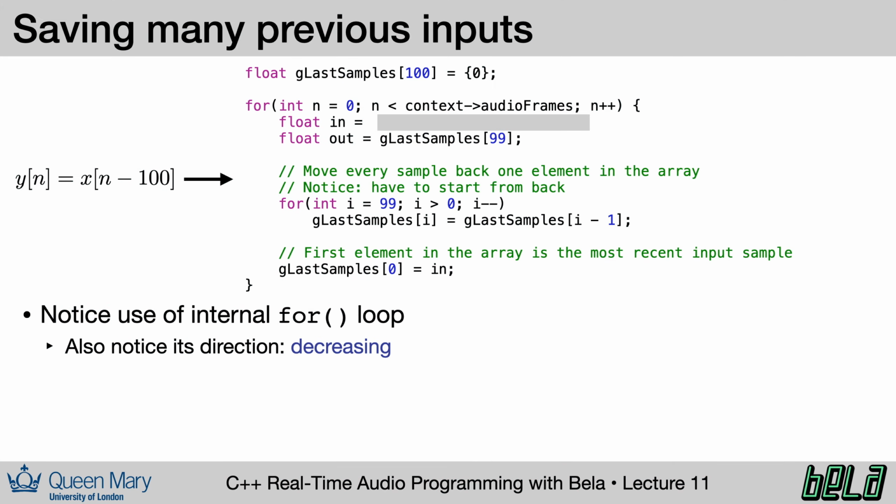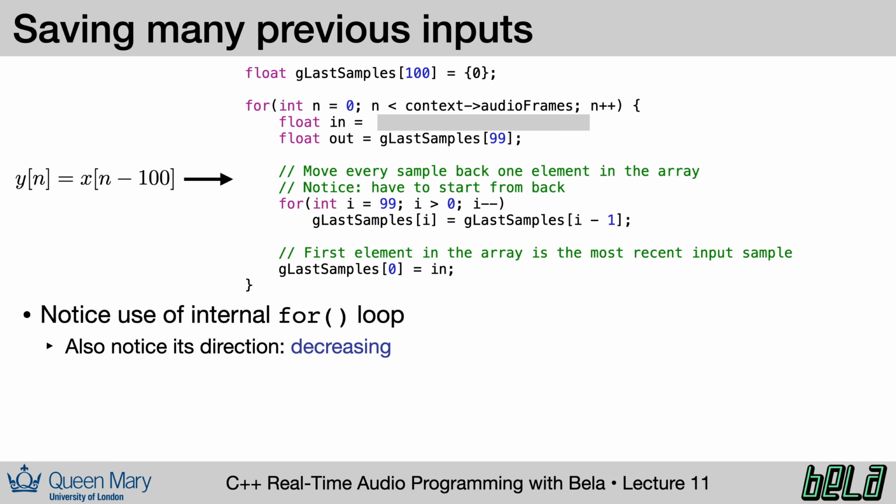Here's my suggested approach to achieving this. We can declare an array gLastSamples, which has 100 elements in it. We initialize the array to 0 at the beginning of the program. Within our render function, we'll have our usual for loop that counts across the number of audio frames. We'll gather our input somehow, it doesn't really matter where it's coming from, and we're going to gather our output from gLastSamples of 99, which, as you'll recall, corresponds to x of n minus 100.